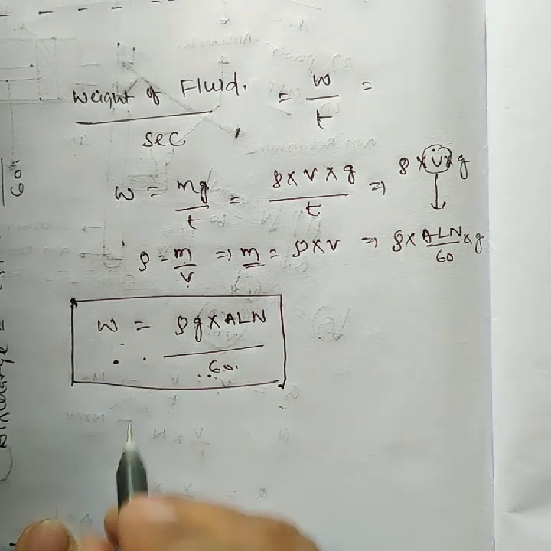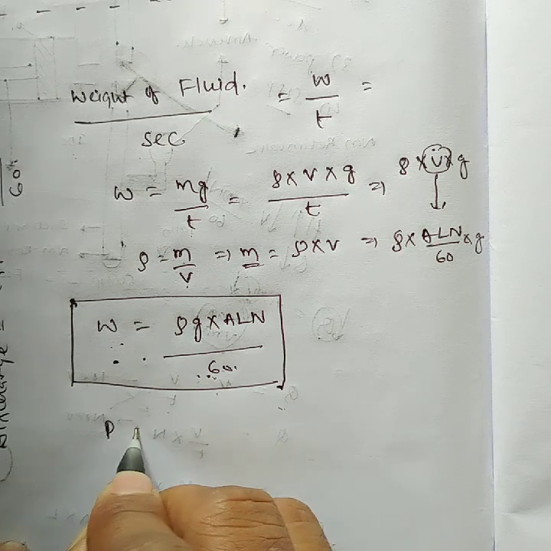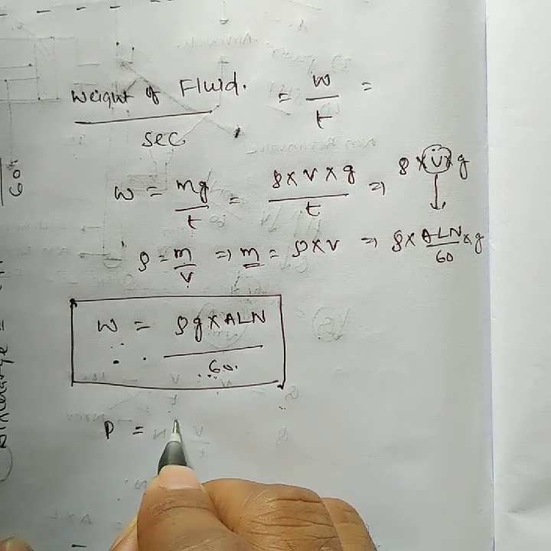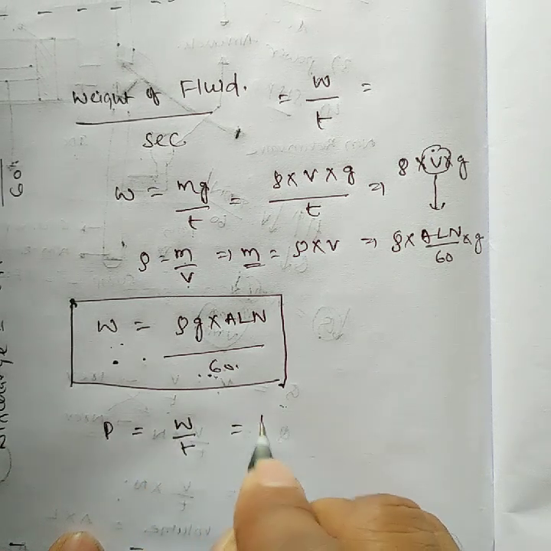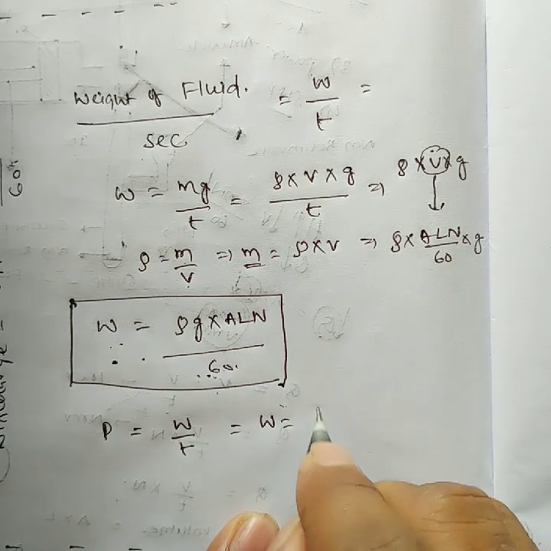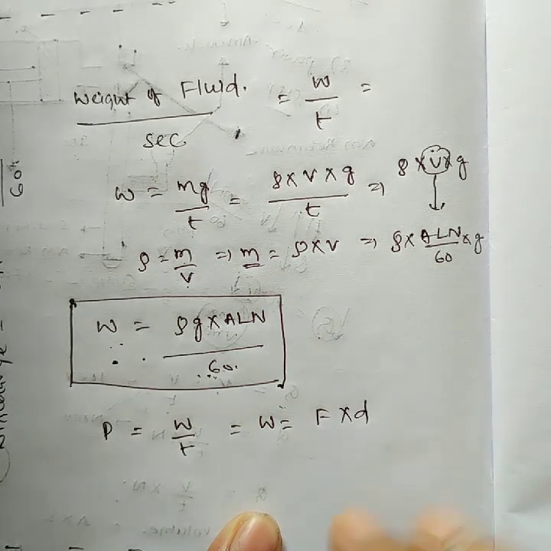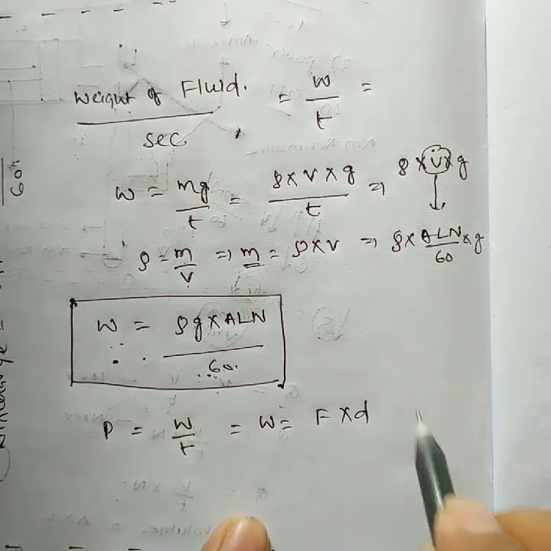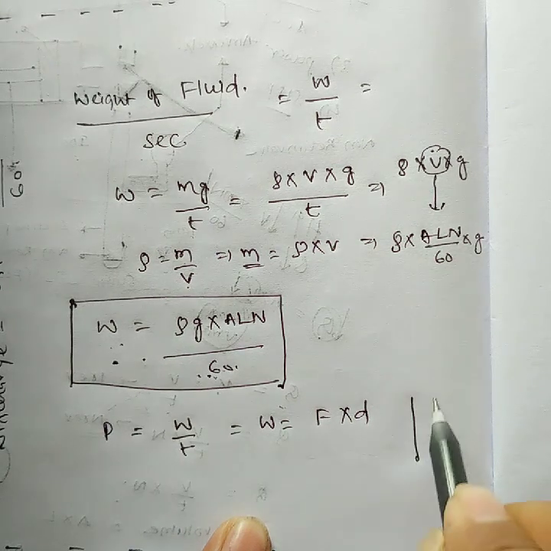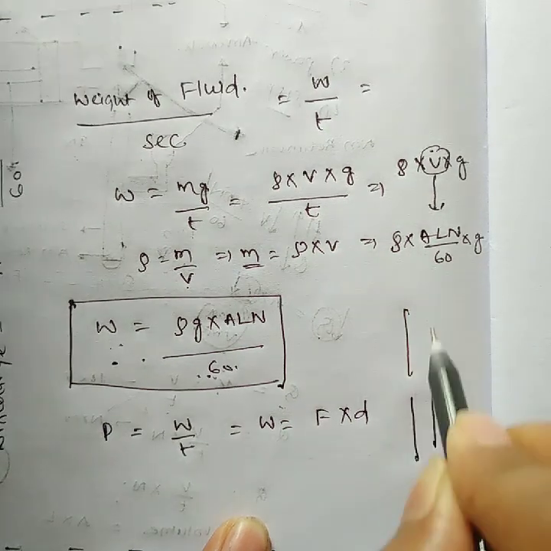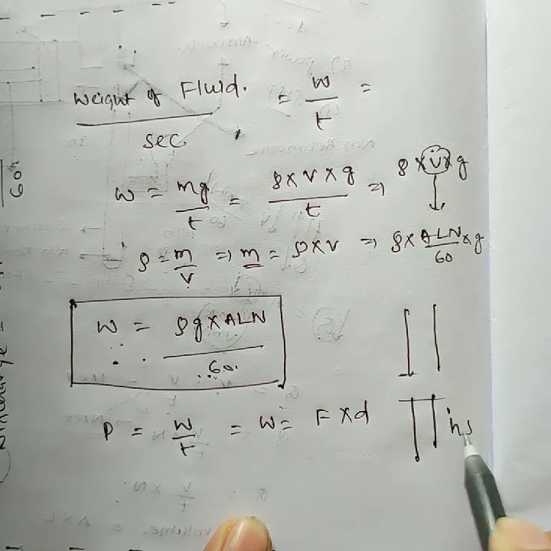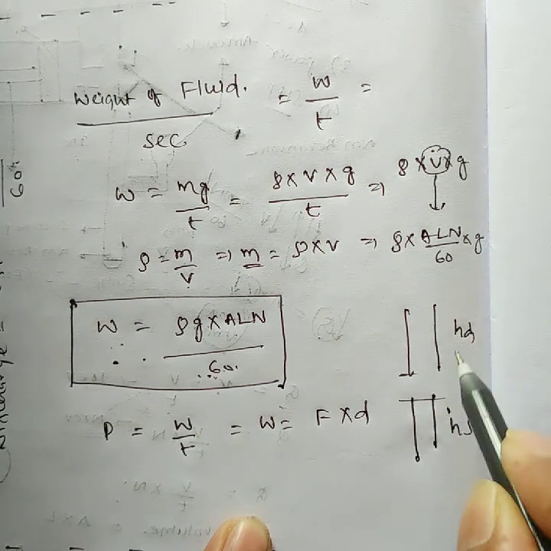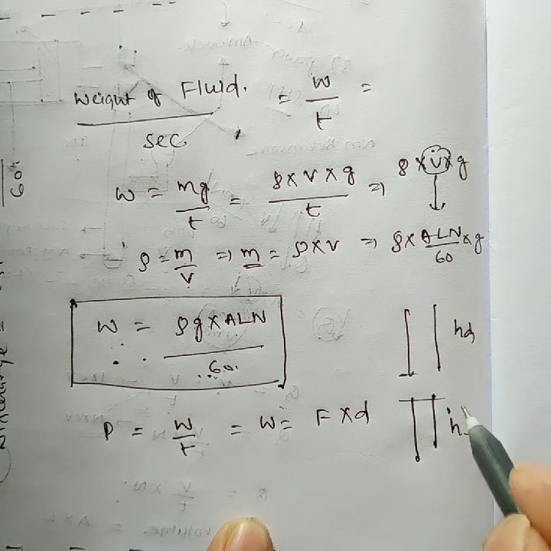Now actually, what is power? How much power is required? Power is equal to work done by time. Now what is work done? Work done is equal to force into displacement. What is the displacement here? The displacement is a combination of suction head and delivery head. Up to here this is suction head, and from here to here this is delivery head. That means this is a combination.